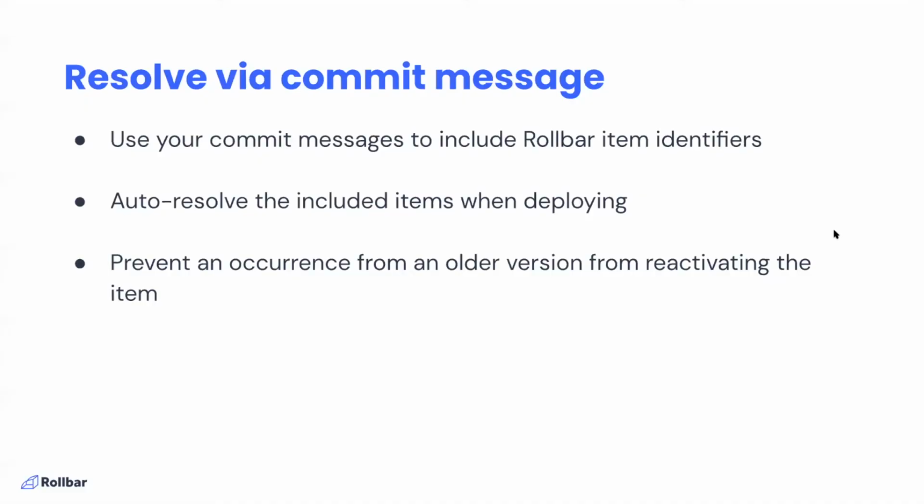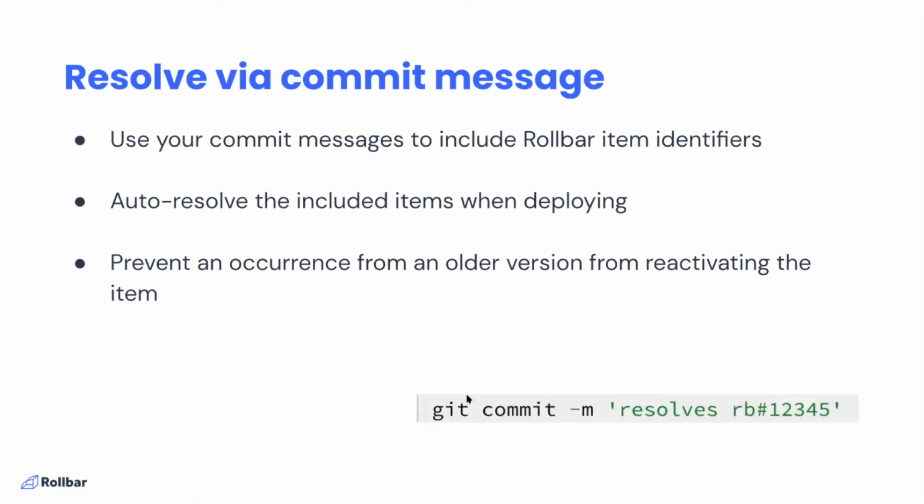All right, so you have the ability to resolve via commit messages when you're sending new commits to your version control. You can add a tag with a Rollbar item identifier to say this is a specific item in the Rollbar system that is being fixed by this commit. And so that will auto resolve the item when that commit is built into the new code version, when the deployment is made there. So that's a good way to prevent an older version of that code from reactivating the item. We can do that with resolve via commit, and you can resolve in version using the UI as well.